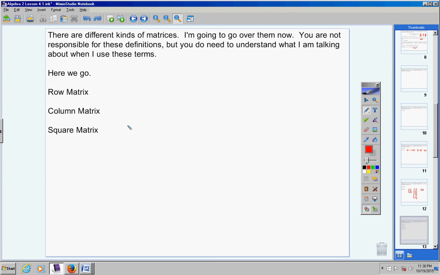A square matrix, now listen to me carefully, is any matrix that has the same amount of rows as columns. This is a square matrix because it's a 1 by 1. This is a square matrix because that is a 2 by 2. 2 rows, 2 columns. 1 row, 1 column. This is a square matrix.